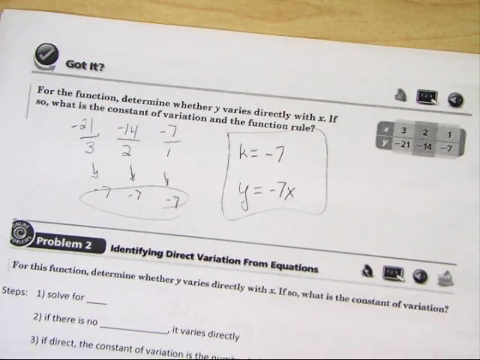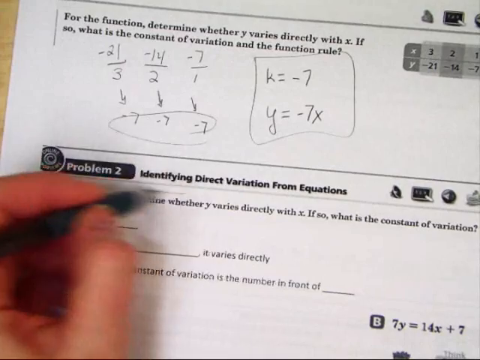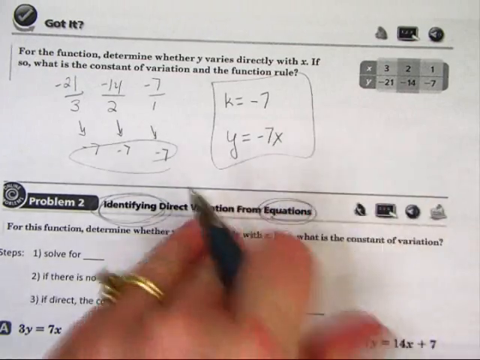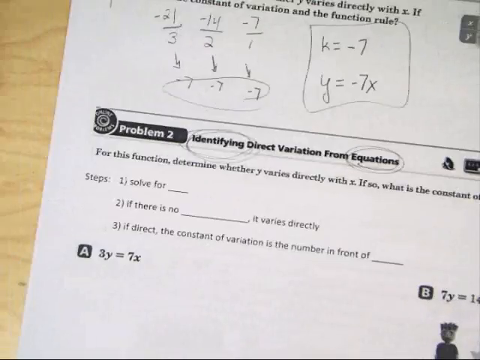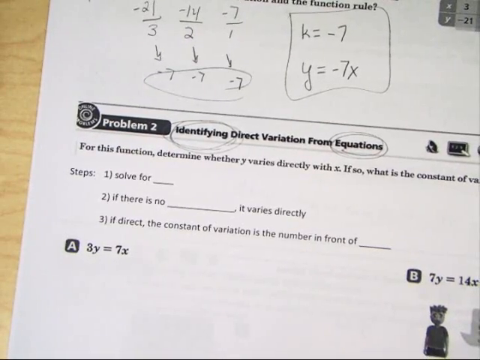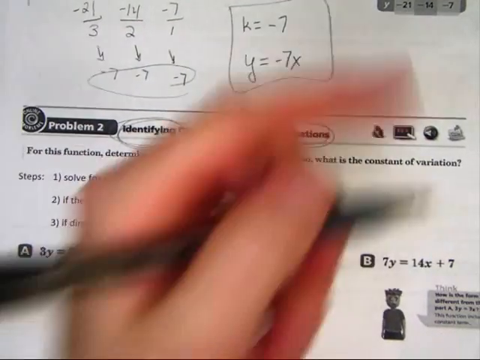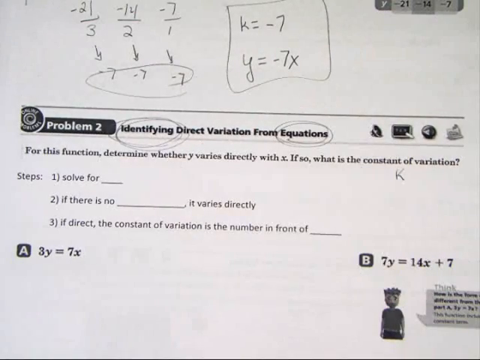Problem 2. Take a look, we're still identifying direct variation, this time from equations. In the last problem we did it from tables. In this part we're going to do it from equations. For this function, determine whether y varies directly with x. If so, what's the constant of variation? Remember, that's the letter k.